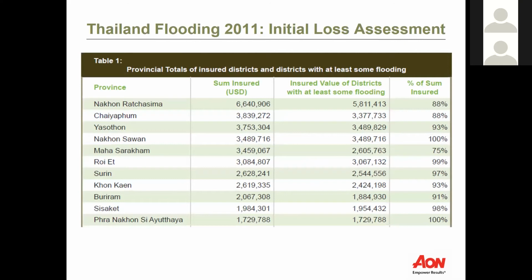So we managed to do this in a week, and we could get our clients their loss reserves within two weeks of the event. Whereas the actual claims took months and months to be paid out. So for loss reserving and to give an idea of what the event was going to produce, this was a good exercise.